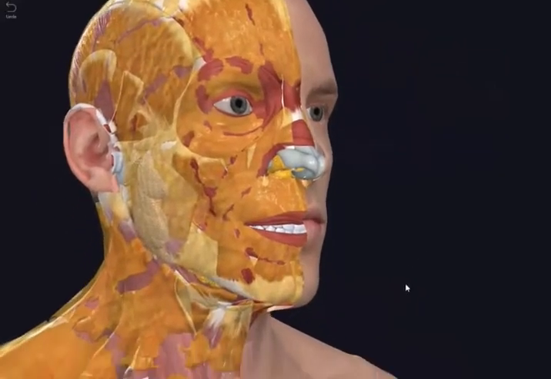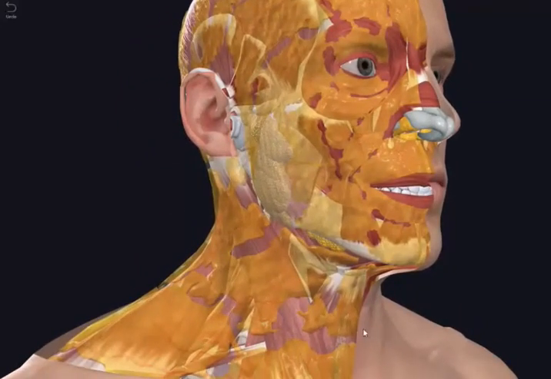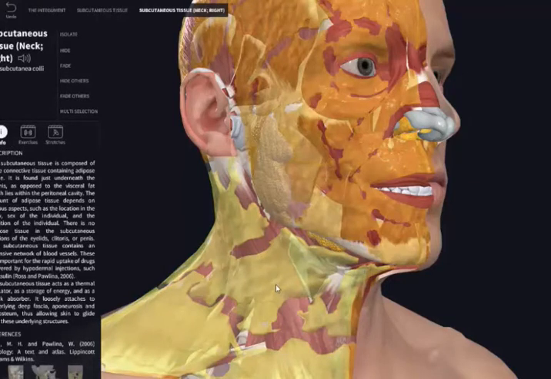I have removed the skin on the right side of our anatomical model here, and we can already see that deep to the skin there is some connective tissue, right? So this is not going to be the only type that we have here. This is the subcutaneous tissue of the neck. This layer here is actually pretty fatty, but there's actually also a deeper one.